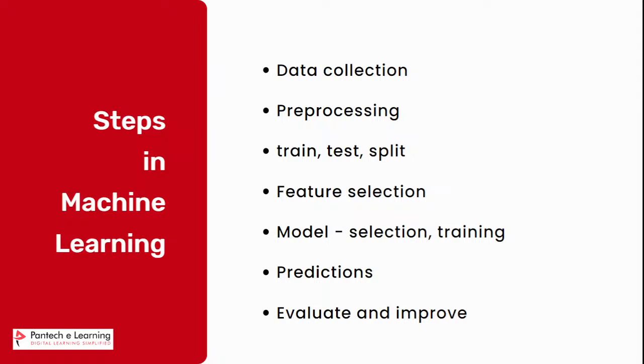Then we need to select a model for your particular task. Based on what category of project you are doing and what problem you are going to solve, you move into model selection and training. And then we move into predictions, and then we evaluate and improve the model. So that's going to be the task for these steps in machine learning.